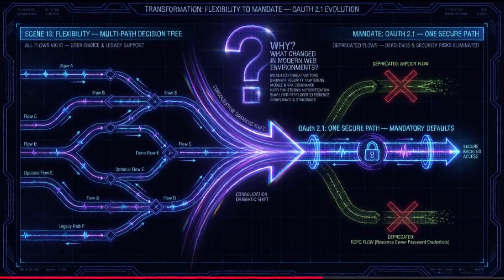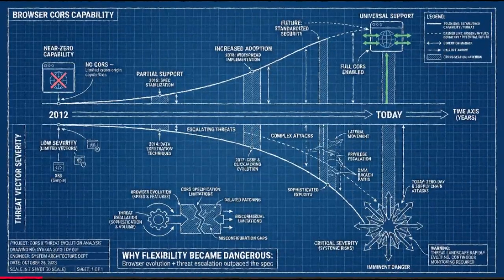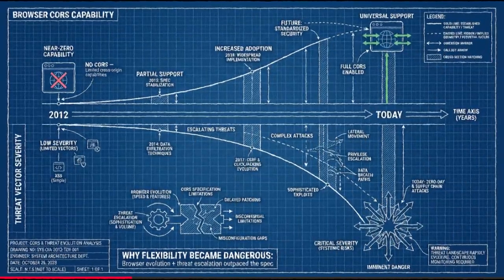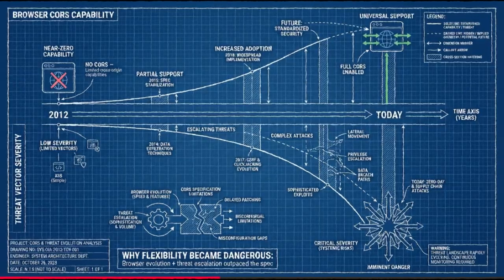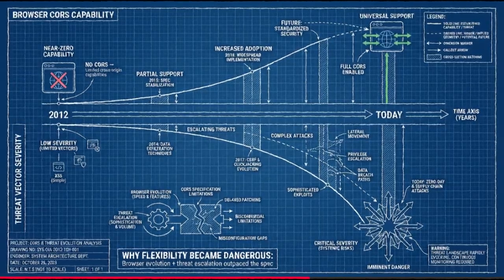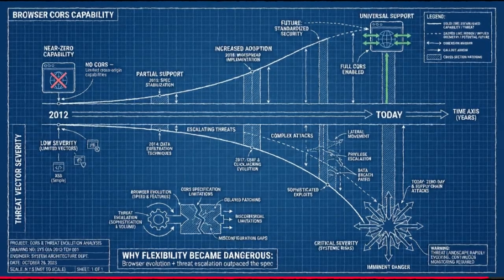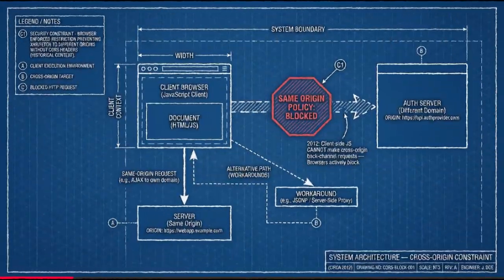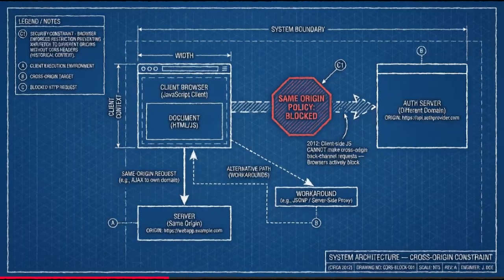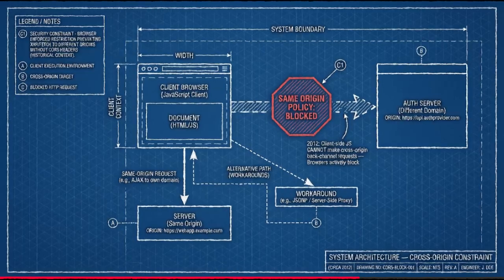Which leads to an obvious question: if OAuth 2.0 is the industry standard, what specific technical changes in modern web environments force the creation of OAuth 2.1? The evolution of browser capabilities and the severe escalation of threat vectors rendered the original flexibility dangerous. Consider the development landscape back in 2012. Browsers lacked mature support for cross-origin resource sharing, or CORS. That technical limitation prevented client-side JavaScript from executing secure back-channel HTTP POST requests to a separate authorization domain. The browsers would actively block those requests to prevent cross-site data theft.